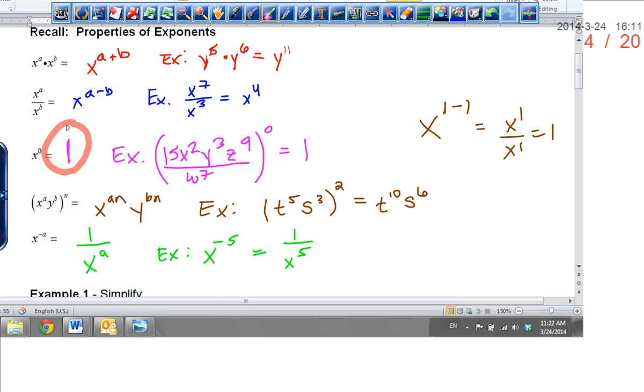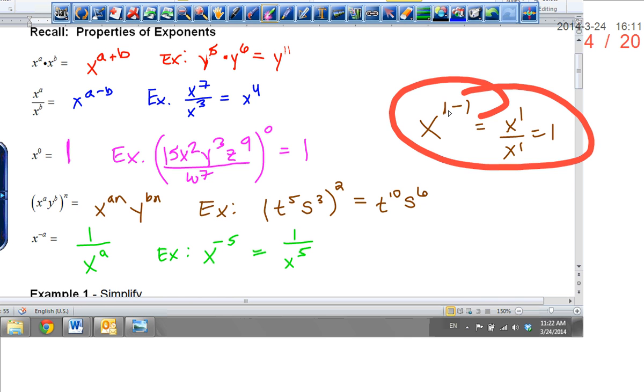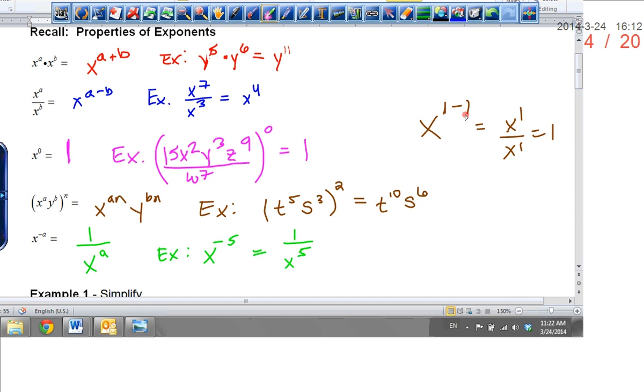Next one, anything to the zero power is just 1. And over here to the right, I kind of have the proof of that real quick. Just evidence or an example of why anything to the zero power is 1. 0 is the same thing as 1 minus 1. Well, 1 minus 1 means division of x to the 1 over x to the 1. Anything the same number over the same number is 1. So that's how we get that.